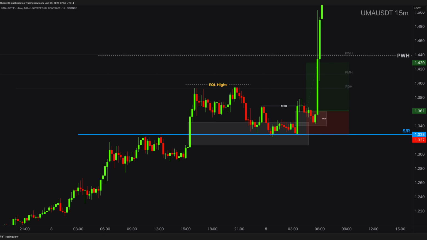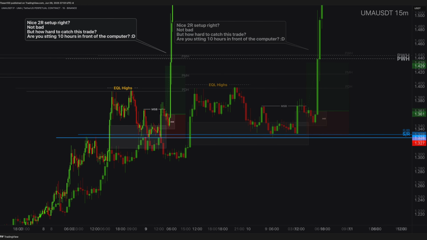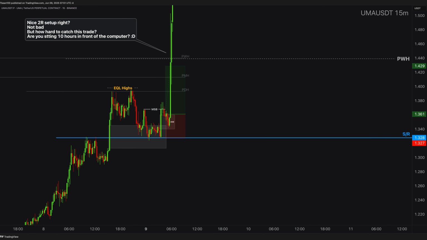Not bad at all. But how hard is it to catch this trade? Are you sitting like 10 hours in front of your computer just for a single trade? Do you really know how hard it is to wait for a single entry all day long for hours? I think this is not applicable to all traders. Keep this in mind, we will get back to this situation again. So before that, I wanna talk one more time about what really happened here.